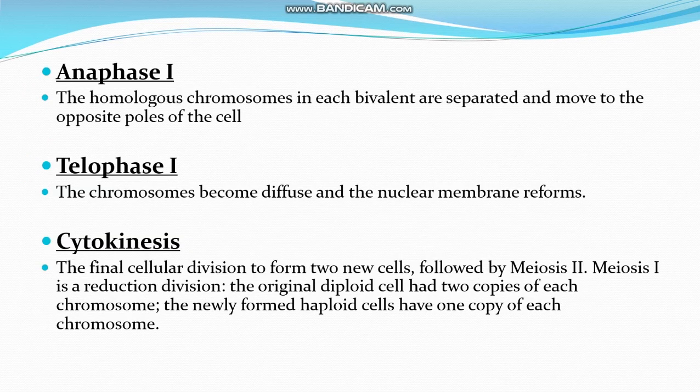Then comes the anaphase 1. During this phase, the homologous chromosomes in each bivalent are separated and move to the opposite poles of the cell. Telophase 1. The chromosomes become diffused and the nuclear membrane reforms. This is followed by cytokinesis, or the division of the cytoplasm, the final cellular division to form two new cells, followed by meiosis 2. Meiosis 1 is a reduction division. The original diploid cells had 2 copies of each chromosome. The newly formed haploid cells have 1 copy of each chromosome.